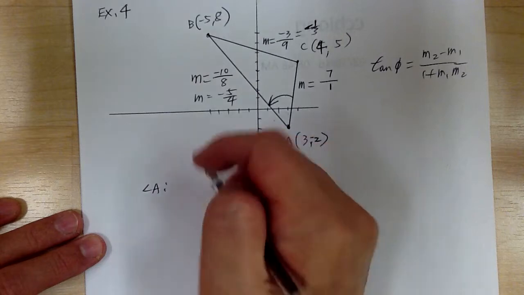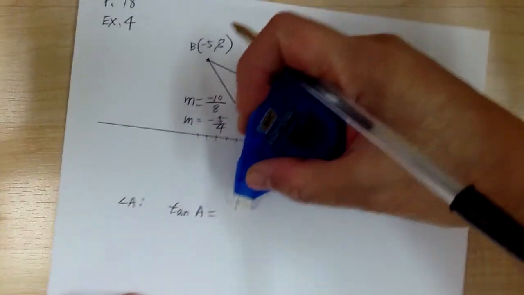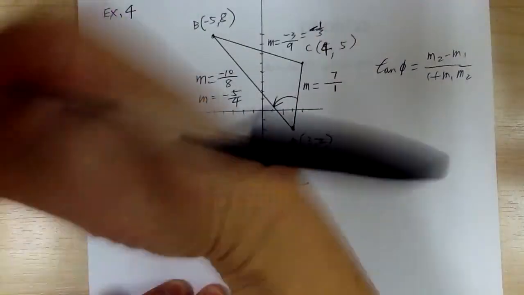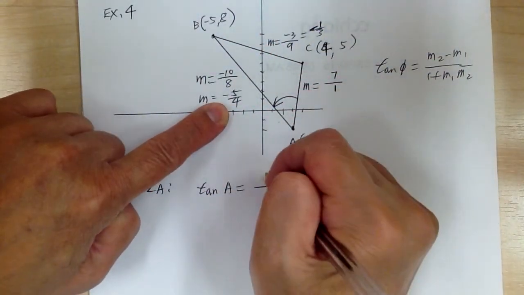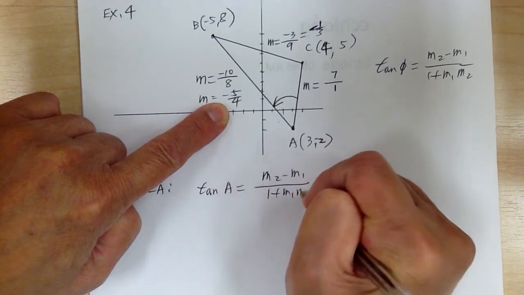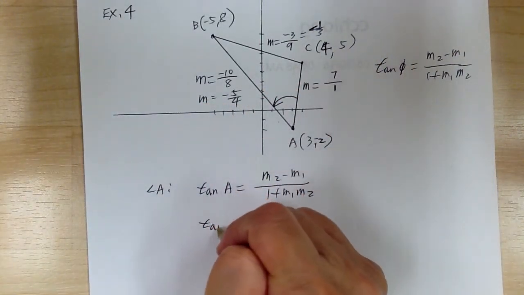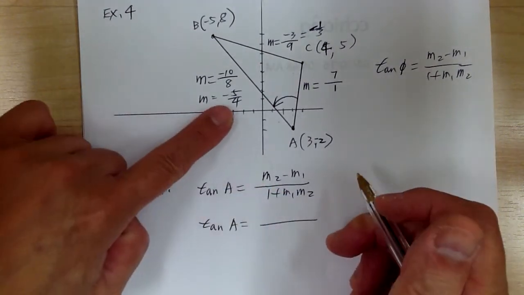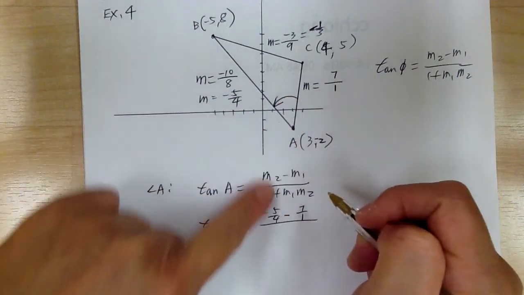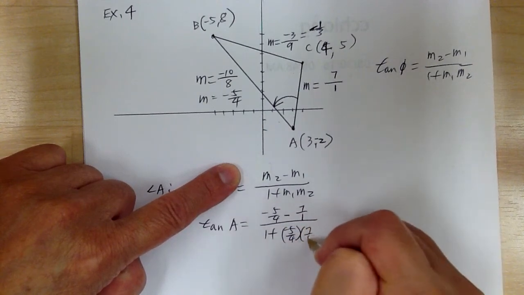So for angle A, in this case, you're going to get tangent of A is equal to, now M2 is the one more on the end, right? So M2 is going to be over here. Again, it's equal to M2 minus M1 over 1 plus M1, M2, right? So in this case, that's going to be your M1, this is going to be your M2. So tangent A equal to negative 5 over 4 minus 7 over 1, it's okay, you can leave it in a fraction, over 1 plus negative 5 over 4 times 7 over 1.